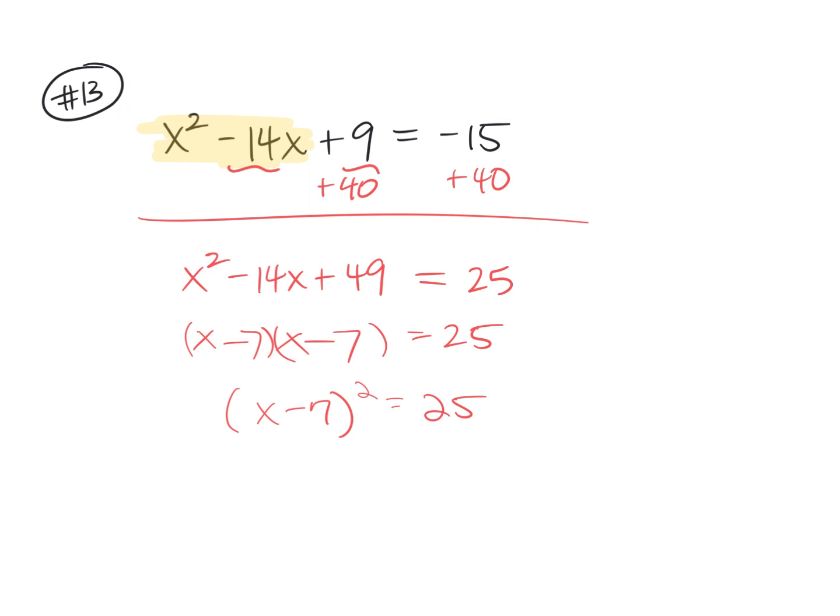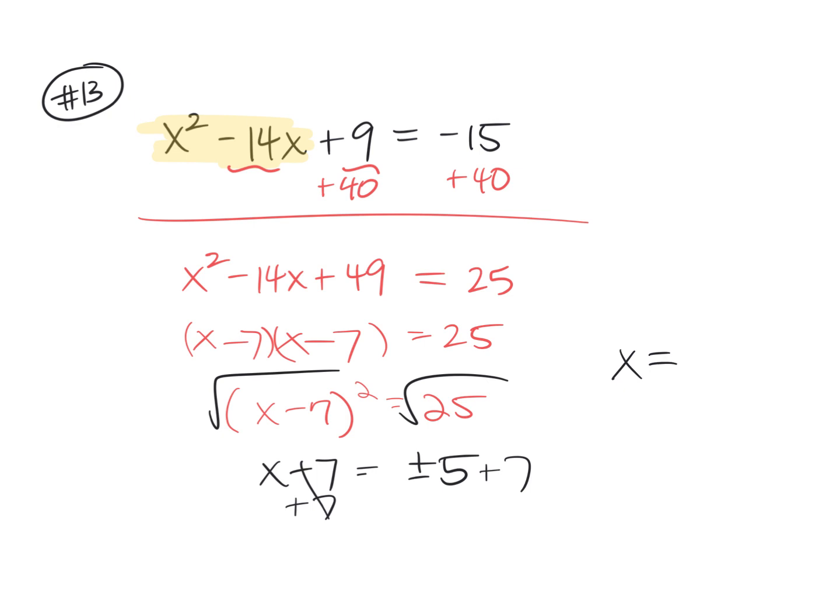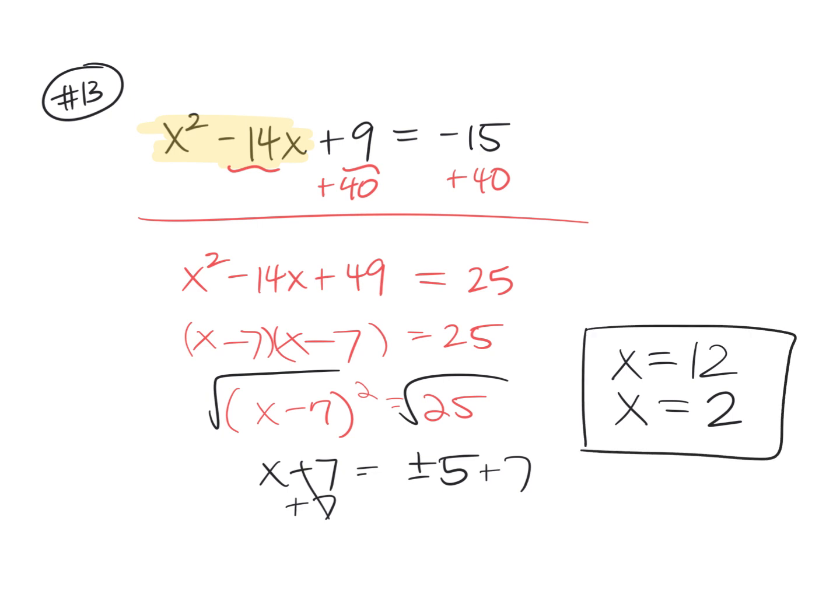Okay, my next step is I'm going to square root it. I get x minus 7 equals plus or minus 5. I'll add 7 to both sides. So my answers are, if I do 5 plus 7, that's 12. And if I do negative 5 plus 7, that is 2. So those are my 2 solutions.